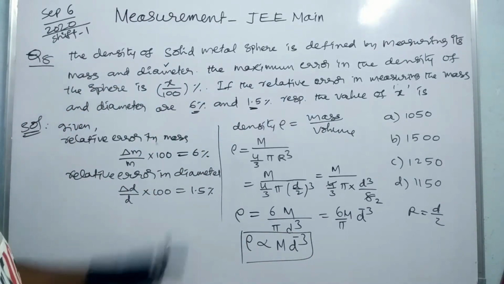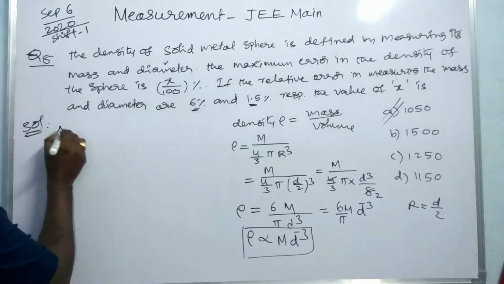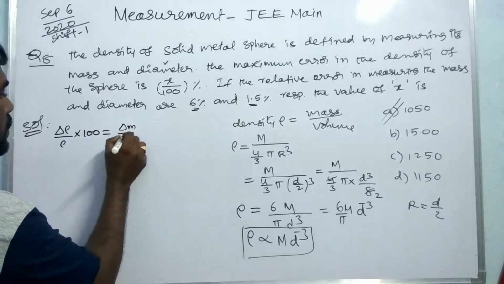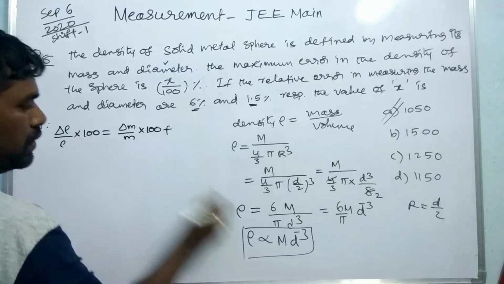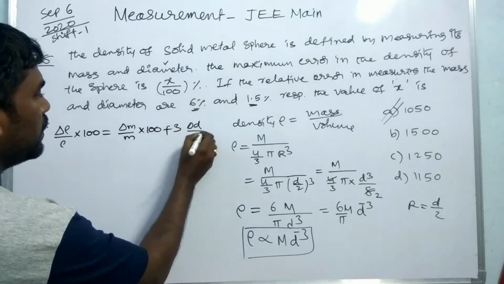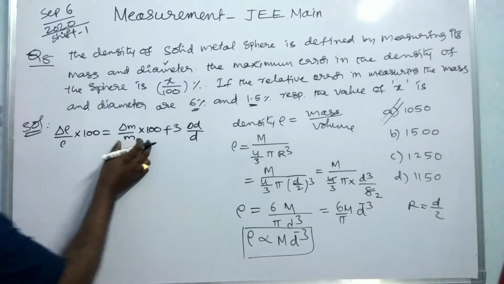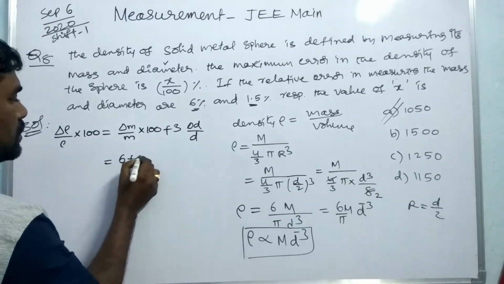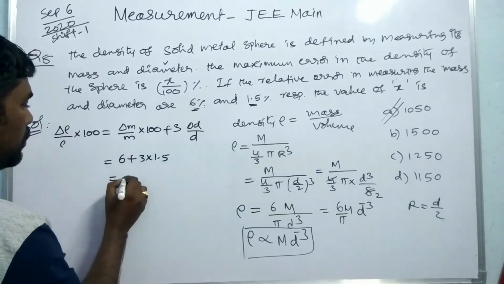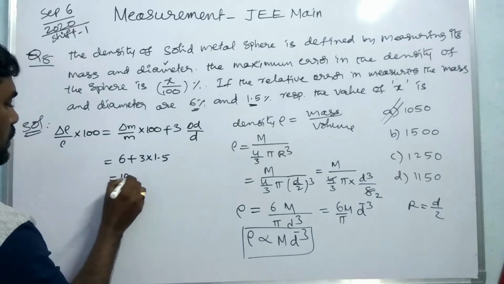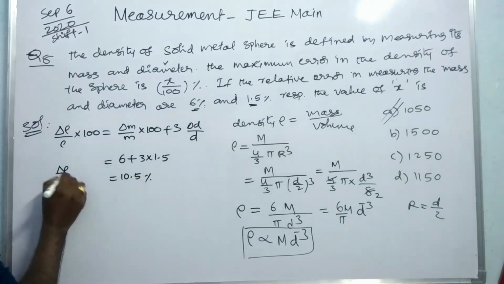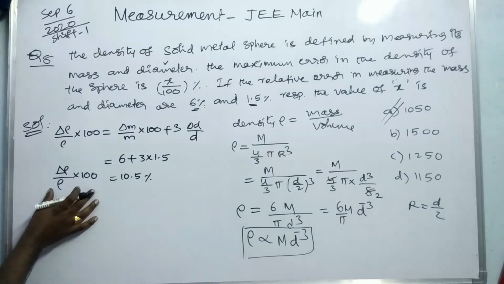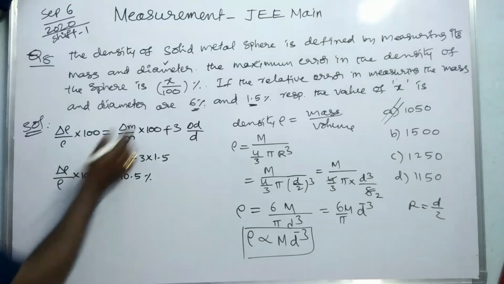From this you can write delta rho by rho into 100 equal to delta m by m into 100 plus 3 into delta d by d. Already, delta m by m into 100 is 6%, and delta d by d is 1.5%. So 6 plus 3 into 1.5, which is 4.5 plus 6, is 10.5%. This is delta rho by rho into 100, the maximum relative percentage error in the density. This can be equal to x by 100%.